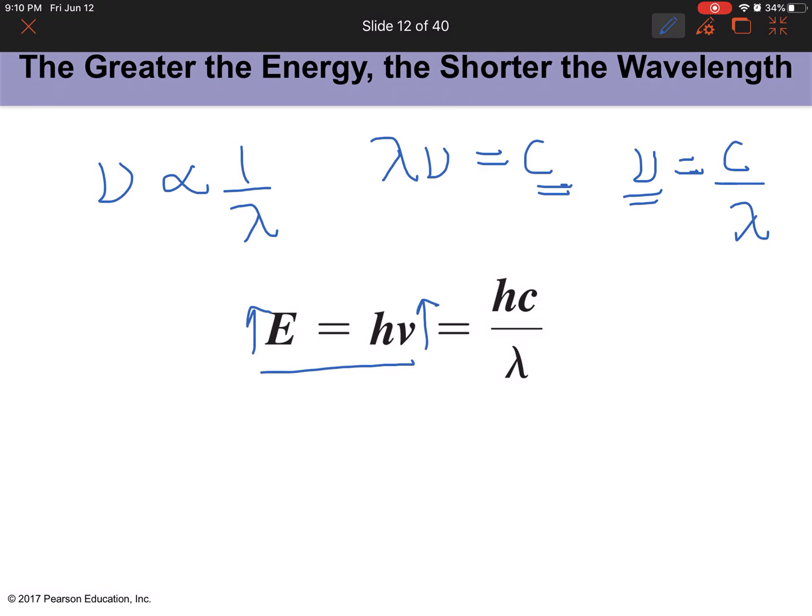Now for the infrared, we use the wave number. So nu equals c over lambda, so this 1 over lambda is proportional to the frequency. But in IR, we're going to call it the wave number. Wave number is 1 over lambda. That is what we're going to be using in IR.